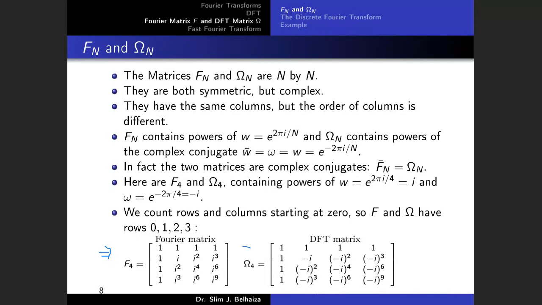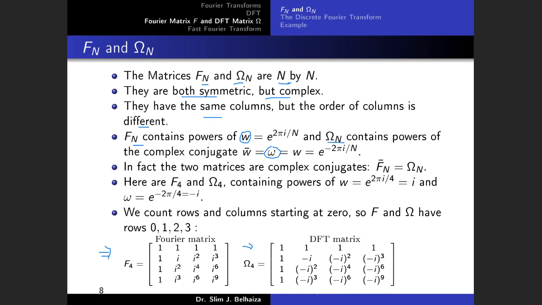So that is an easy pattern to recognize. And its conjugate is what we call the omega, or the DFT matrix, the discrete Fourier matrix. And it writes, as you see, it's just the conjugate of F. Okay? So the matrices F_n and omega_n are always n by n. They're both symmetric but complex, and they do have the same columns, but the order of the columns is different. F_n contains powers of e to the power 2πi over n, and omega_n contains powers of the complex conjugate. Here, there was a small mistake. It's W here, the Latin letter, and its conjugate is what we call the small omega letter in Greek. Okay?